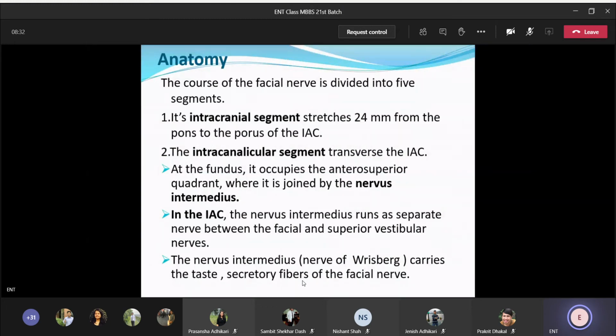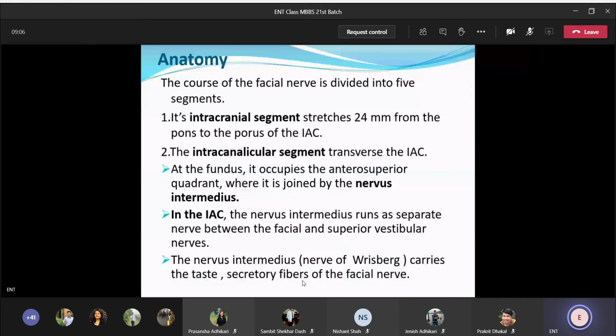Intracranial stretches 24 millimeter from the pons to the porus of the internal auditory canal. So the facial nerve is a mixed type of nerve which comprises motor neurons and special sensory fibers. Okay, motor, sensory and special sensory, which is the taste sensation. Right? So the intracranial segment stretches 24 millimeter from the pons to the porus of the internal auditory canal.